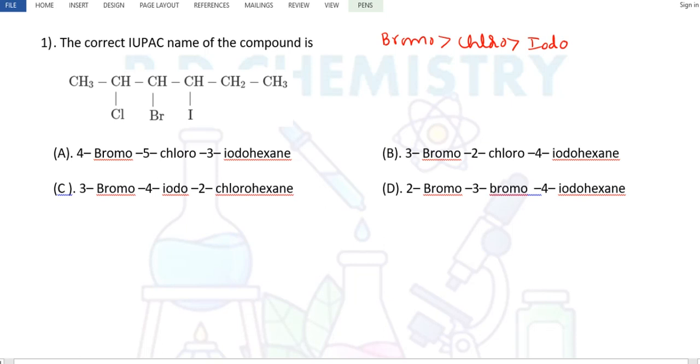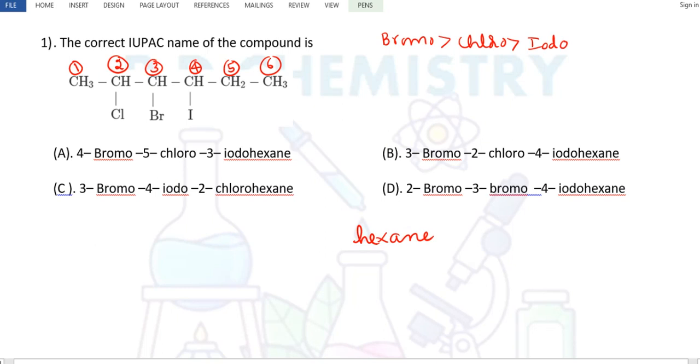Therefore, I can start from left hand side numbering carbon number 1, carbon number 2, carbon number 3, carbon number 4, carbon number 5 and carbon number 6. Therefore, the longest chain is hexane. So ending with the hexane. Since there are carbon-carbon single bonds only, alkane. Okay. Second carbon atom chloro, third carbon atom bromo, fourth carbon atom iodo.